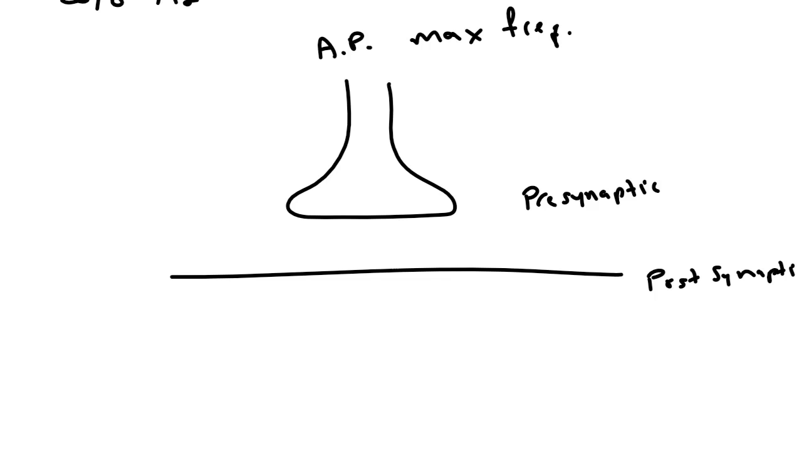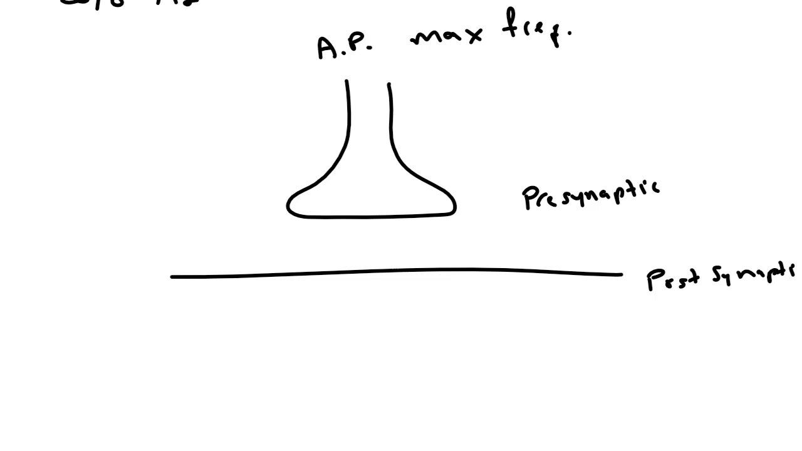Now let us assume that once an action potential arrives at the presynaptic membrane, every time that membrane is depolarized and voltage-gated calcium channels open and let calcium in, you're going to get diffusion of the same amount of neurotransmitters no matter what. So the amount of neurotransmitter doesn't change. But then you have the transmitter-gated channels.